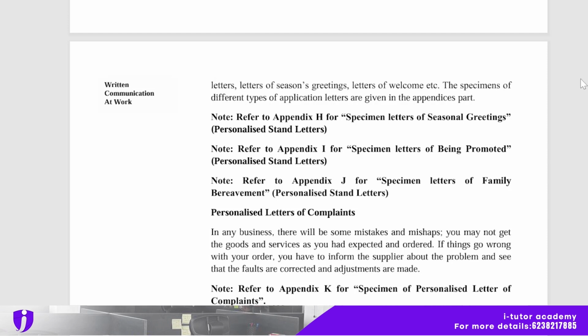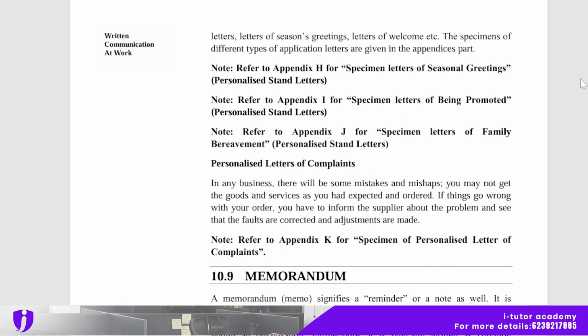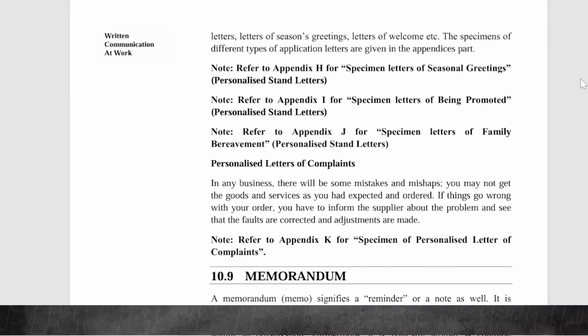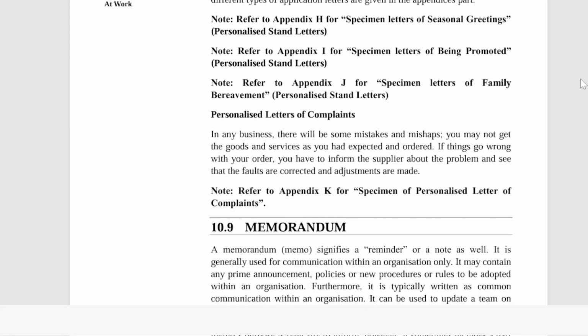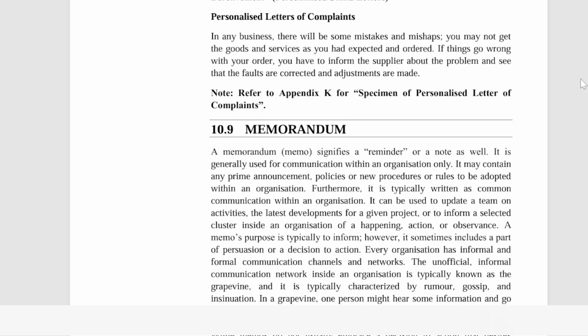And the personalized letters of complaints, also, in any business there will be some mistakes and mishaps. So you may not get the goods and services as you had expected and ordered. If things go wrong, then with your order you have to inform the supplier about the problem and see that the faults are corrected and adjustments are made, like that. So you just refer to all these appendices for the letter specimens.